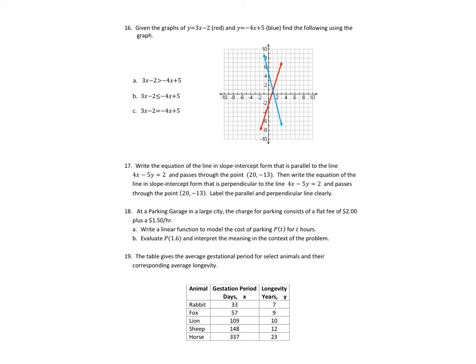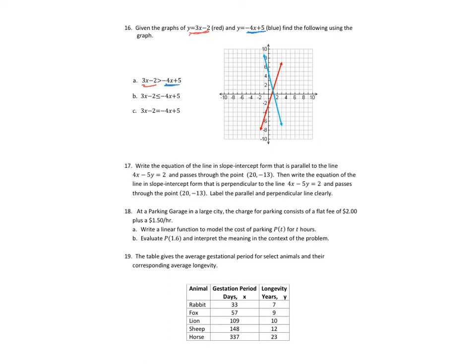So the first thing we want to do here is determine which graph is which. It says that 3x plus 2 is the red graph, and negative 4x plus 5 is the blue graph, okay? All right, so here I want to look for all of the x values for which 3x minus 2 is greater than negative 4x plus 5.